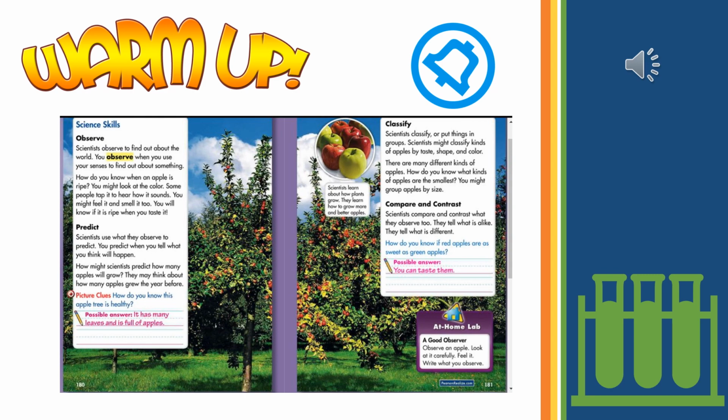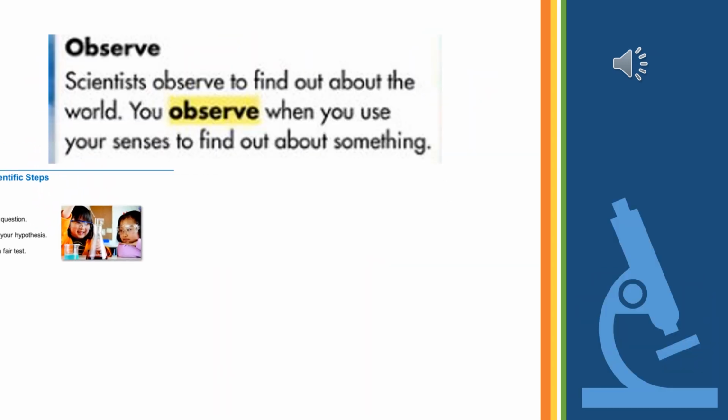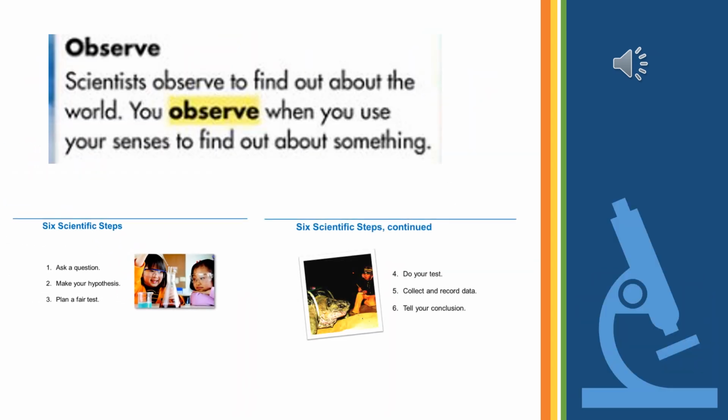What's the meaning of observation? And how do scientists observe? Great. The magic word of observation is to use your senses. Very nice. You can remember that in the class together. You observe when you use your senses to find out about something. When you want to find out something or to discover something, you observe, or you use your senses.